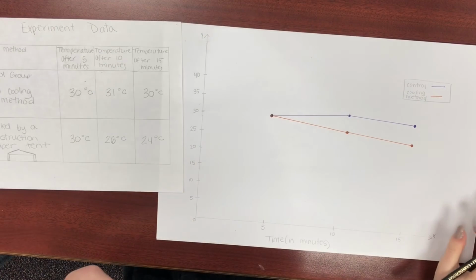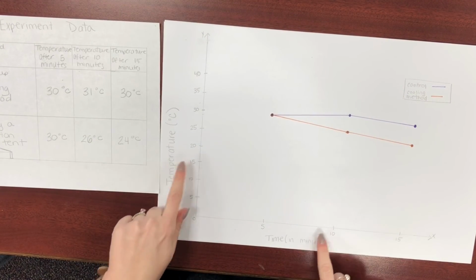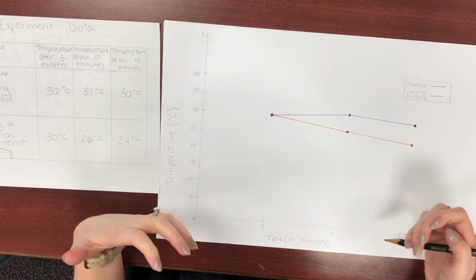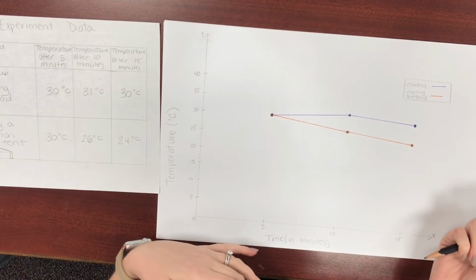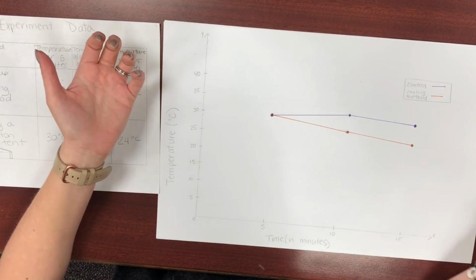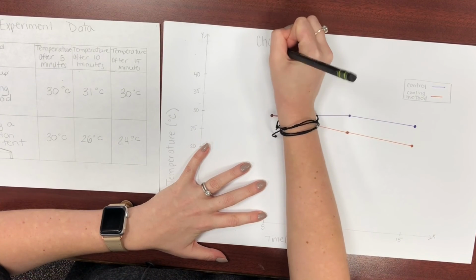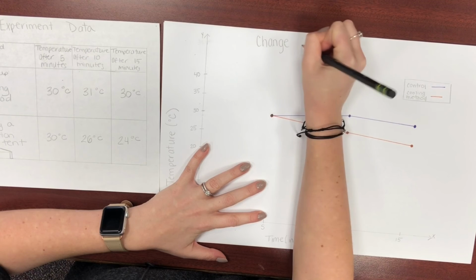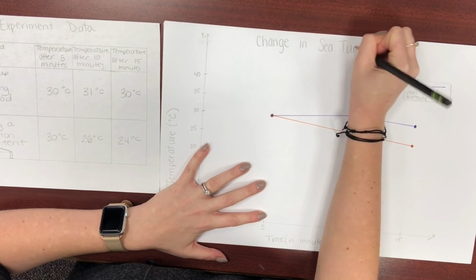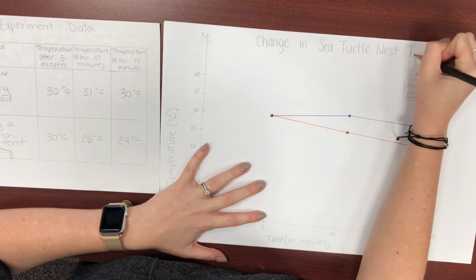So if you were looking back at your task, you know that you had to label your axes with words and numbers telling what they mean. You had to plot your data points, make sure things were nice and neat, which we did by using our pencil and our ruler. The only thing we need is a title. What is this graph about? And so this graph is about the change in sea turtle nest temperatures.